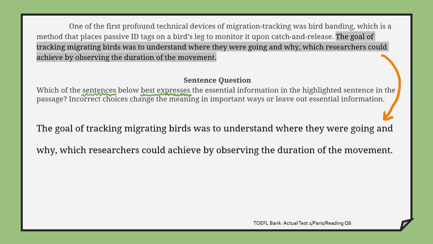Find out the key ideas by breaking down the sentence. In this sentence, the goal of checking was to understand where and why, which researchers could achieve by observing. This is the key idea of this sentence. Then we find the details. Goal of checking what? Migrating birds. Understand where and why they are going. And then "which" means the part before it.